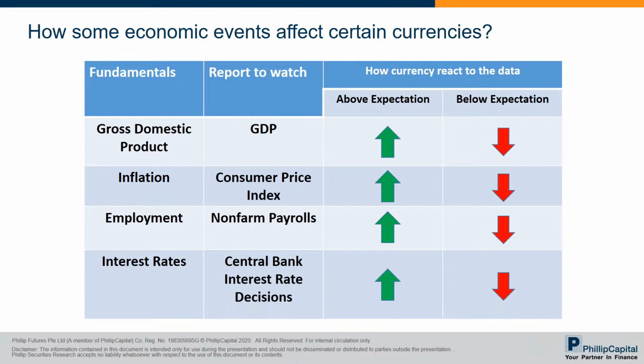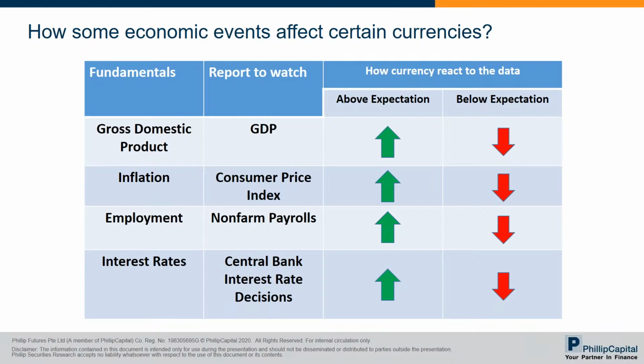So here's a table, an illustration of just a few key events. First of all, we have the gross domestic product, also known as the GDP, inflation, and employment. These are just the fundamentals, but there are quite a few specific reports for each of them. For inflation, one of the more common ones is the consumer price index. For employment, we look at the non-farm payroll or the unemployment rate and so on. There are actually quite a few data that people pay attention to. And the interest rate would be the interest rate decision issued by the central bank.